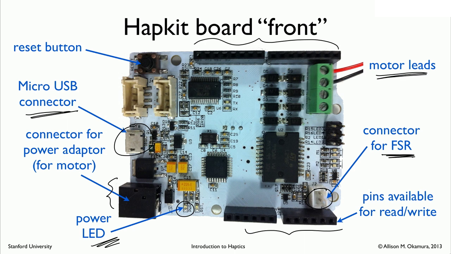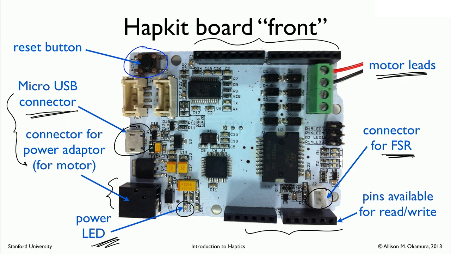The final thing I want to show you on the front of the board is this reset button right here. That reset button can be pressed if you want to restart whatever program is running on your HapKit board. Sometimes this can be a good thing if the program is doing something unexpected and the motor is spinning wildly and you want to get it to stop. That is definitely one way to quickly pause the behavior of whatever your system is doing and have it reset. Another thing you can do if something bad is happening is disconnect your power source, whether that's the power adapter for the motor or the USB connector.